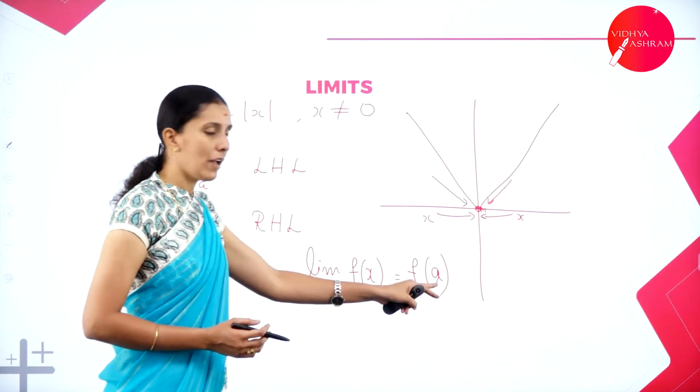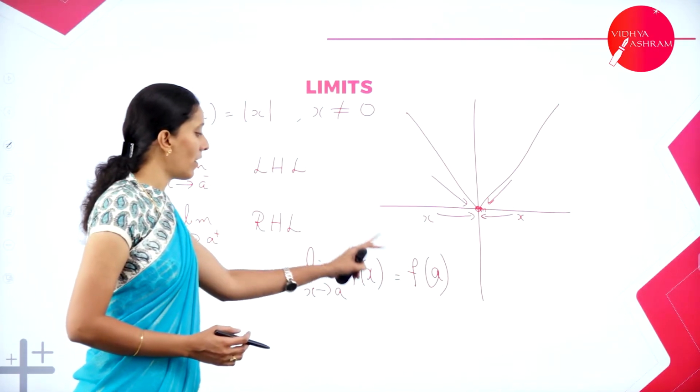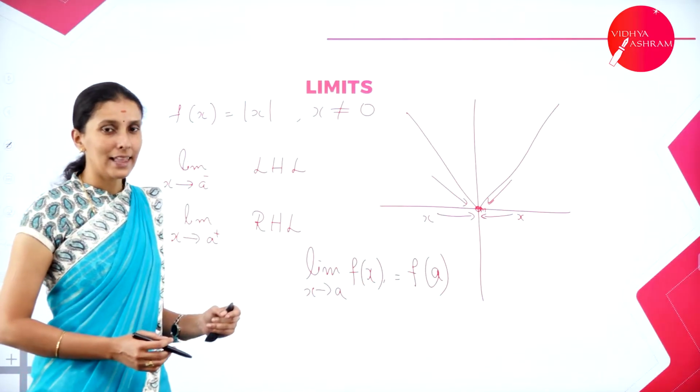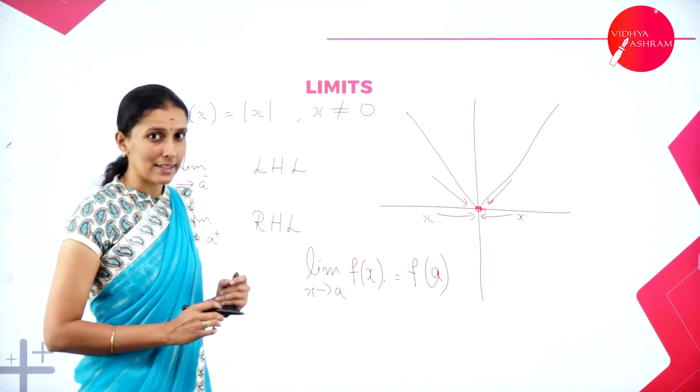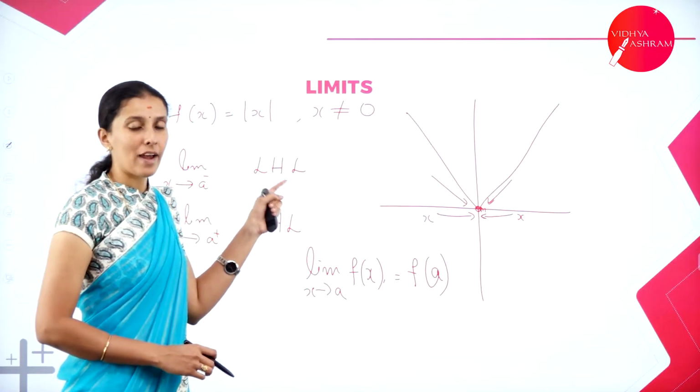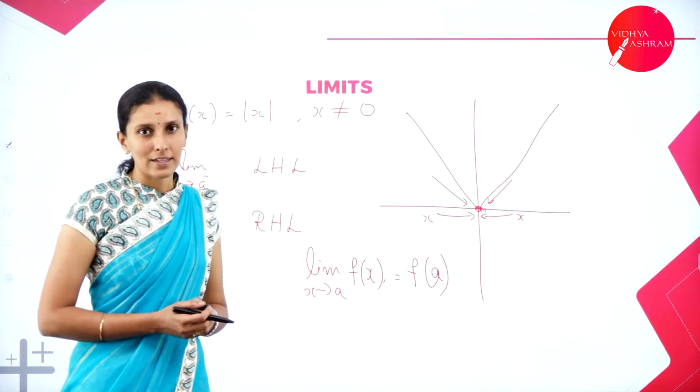So for the given point, the limit of the function is same as the functional value. Then we say that limit of a function exists. That is when LHL is equal to RHL. Left hand limit is equal to right hand limit.